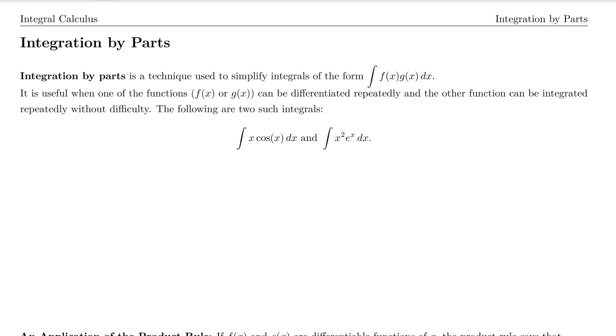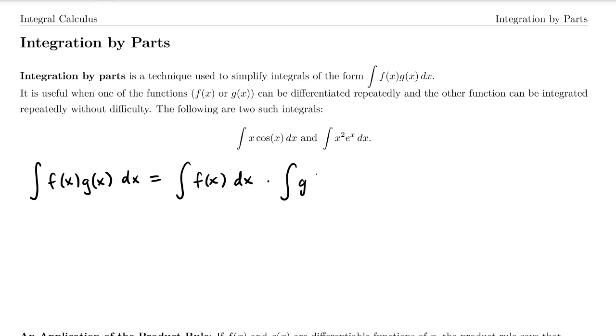Integration by parts is a technique used to simplify integrals of the form the integral of f of x times g of x dx. Now, something I see often as an error is that students will think that the integral of f of x times g of x dx is equal to the integral of f of x dx times the integral of g of x dx, which is definitely not true.